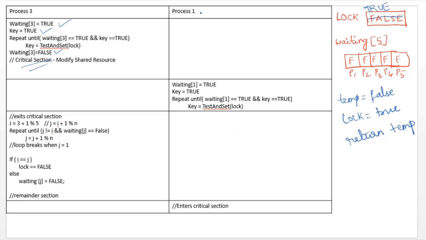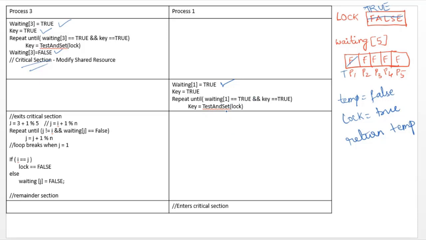Meanwhile, if some other process, let's say process P1, wants to enter into the critical section, it can do so by turning its waiting element in the array to true. P1 will change this to true, and its local variable key will also be set to true. Then it will try to execute the test and set instruction. When it executes test and set, what happens? What is the current value of lock now? True. So process 1 will receive true. When it is true, can it proceed?